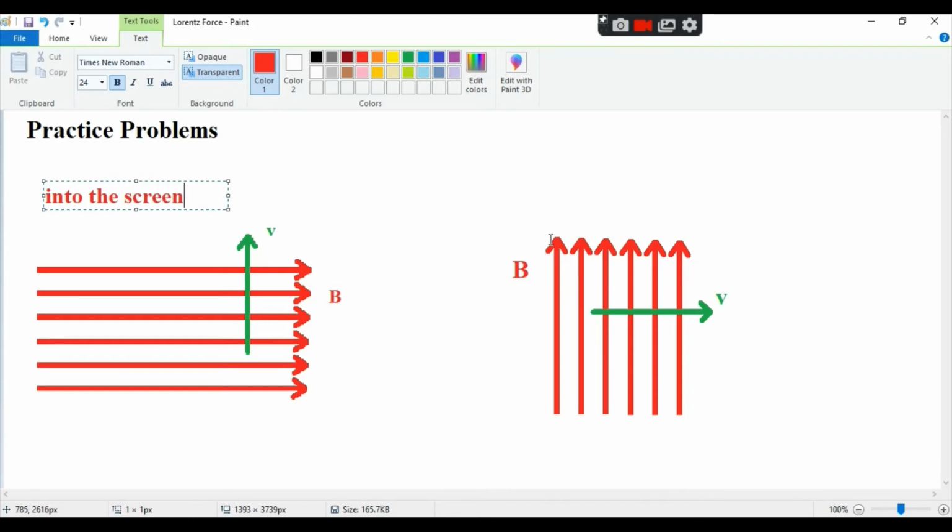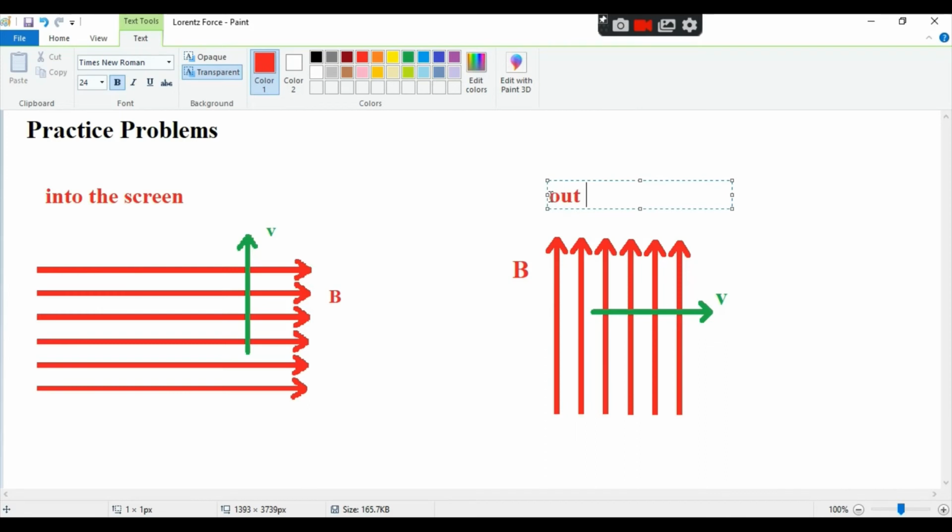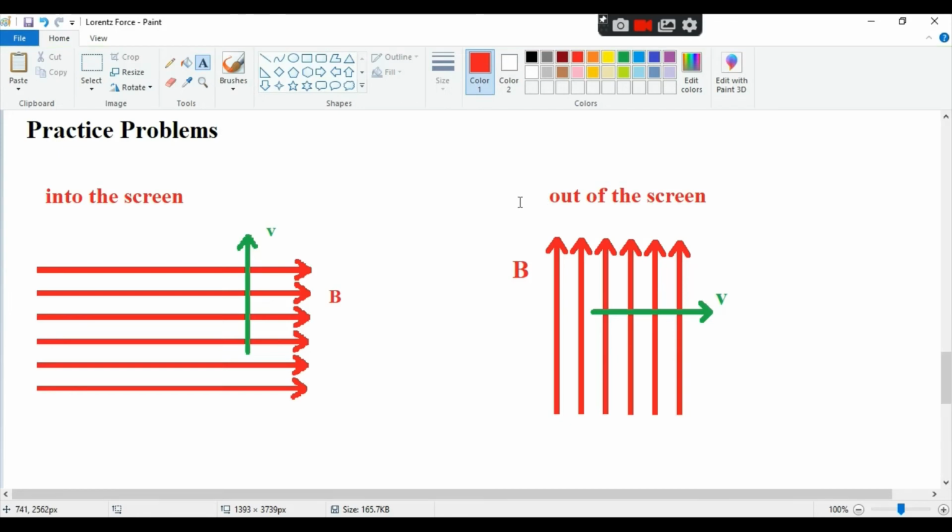And then for this one, we have our particles moving towards the right, so that's where your thumb is pointing, and then the magnetic field is pointing upwards. So then if you stick your middle finger out, it would be going towards you, which is another name for out of the screen. So these are just two examples of how this can be used when trying to find the direction of a particle or something that is being changed by the Lorentz force.